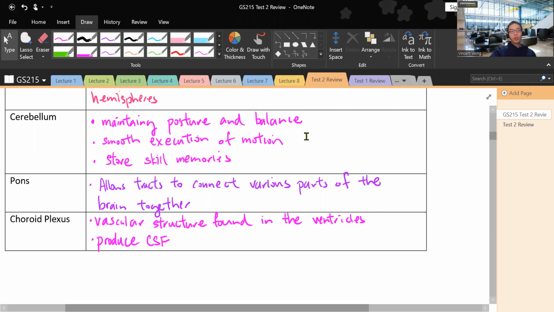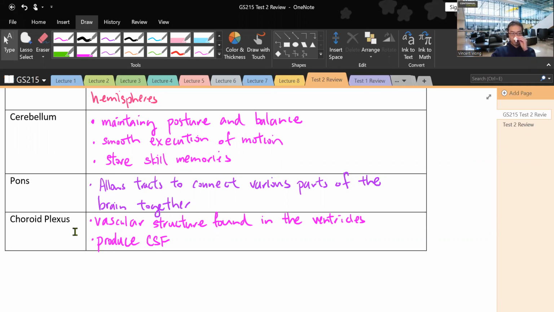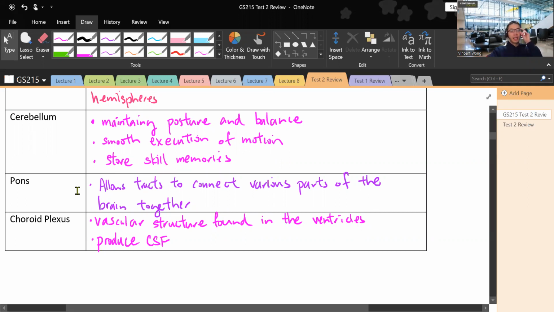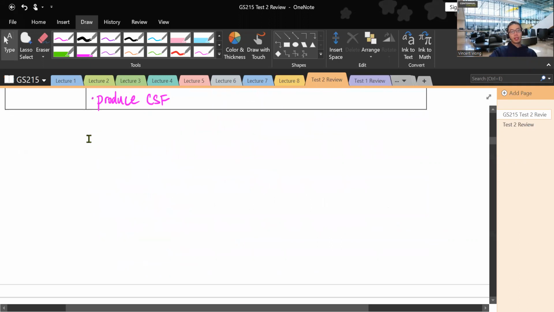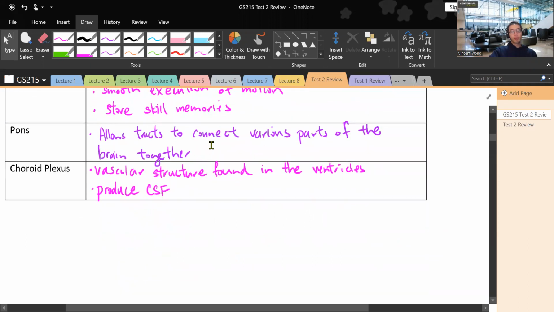Does anybody have any question about any of these structures? Do you want me to elaborate on any of them? I think I covered most of the structures that we learned. If you think of another one that is not on the list, let me know. We can talk about it.